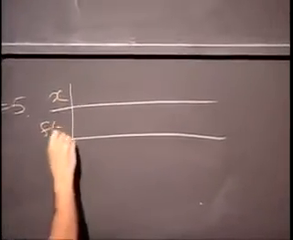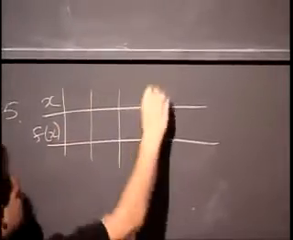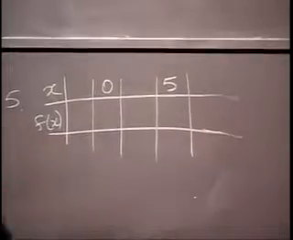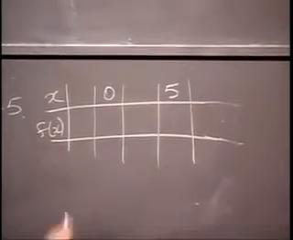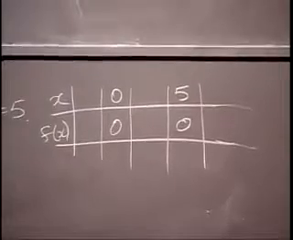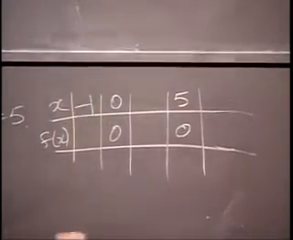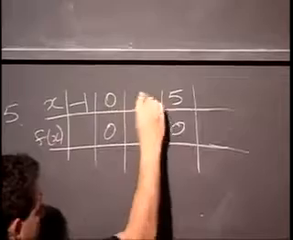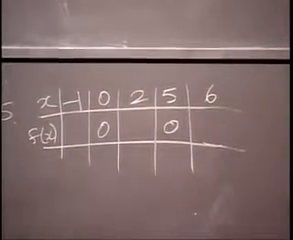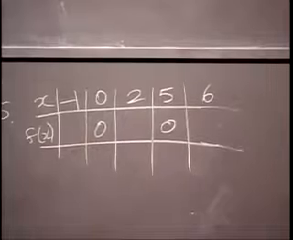X, f of x, there's 0, there's 5, and we know that the function is 0 here and here. So what is it in between the cracks? Well, let's pick minus 1 there. Between 0 and 5, I'll pick 2, and to the right of 5, I'll pick 6. Once again, it doesn't matter. Now all I have to do is plug in these values.